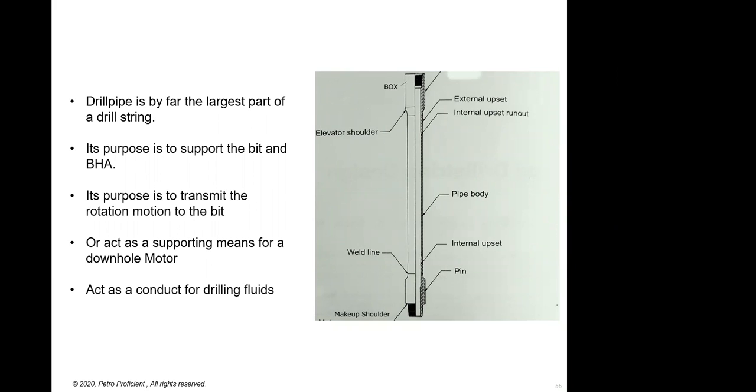Its purpose is to transmit rotational motion to the bit. When the drill pipe rotates, it is typically connected to the top drive. From there, it transmits motion and rotates the bit. If you're using a motor, then the drill pipe acts as a support because it doesn't rotate; it just transmits motion, and that motor will take care of the rotational part using drilling fluid hydraulics. And most importantly, it acts as a conduit for drilling fluids to be circulated from surface to downhole.